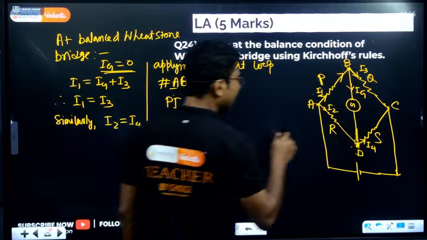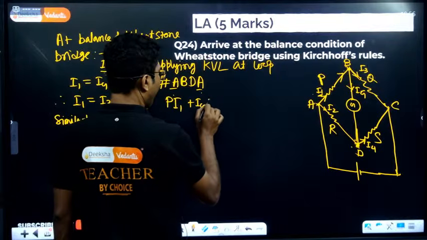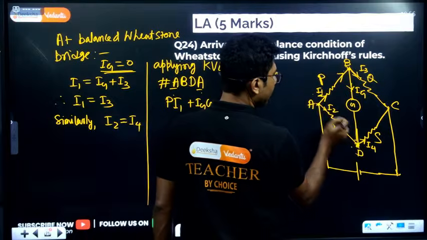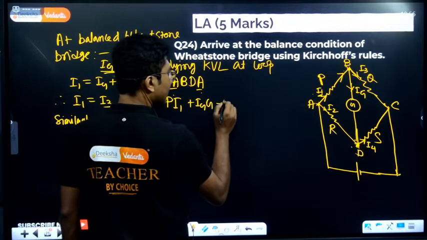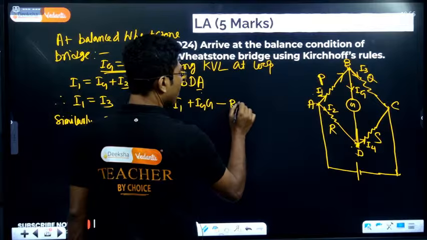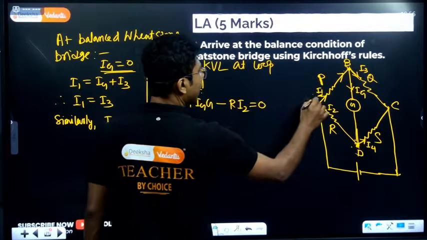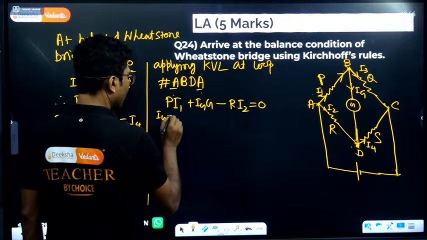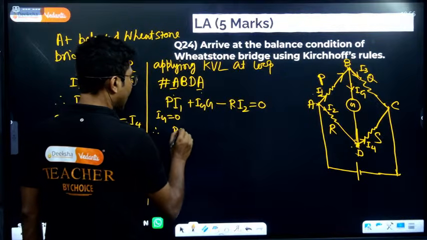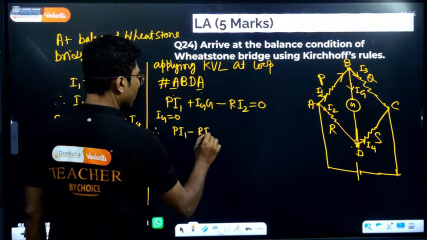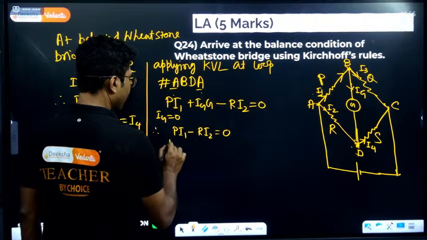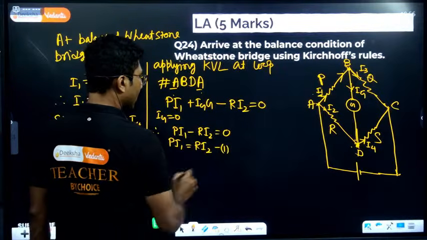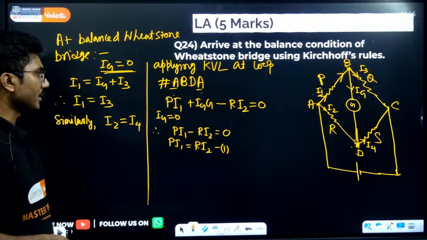plus Ig into G. Now from D to A, we are going in the opposite direction. So it will be minus R into I2. And there is no battery connected in this loop, so the right hand side must be 0. Now Ig equals 0. Therefore, P I1 minus R I2 must be 0, or P I1 equals R I2. This is my equation number 1.